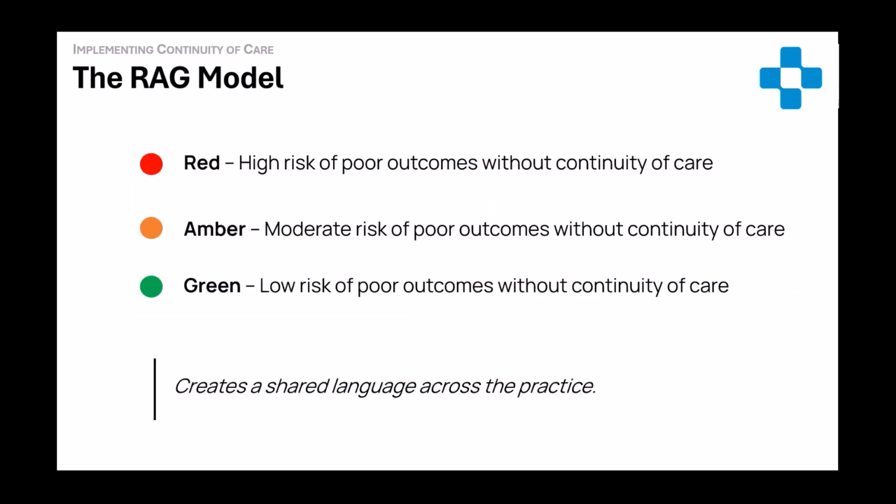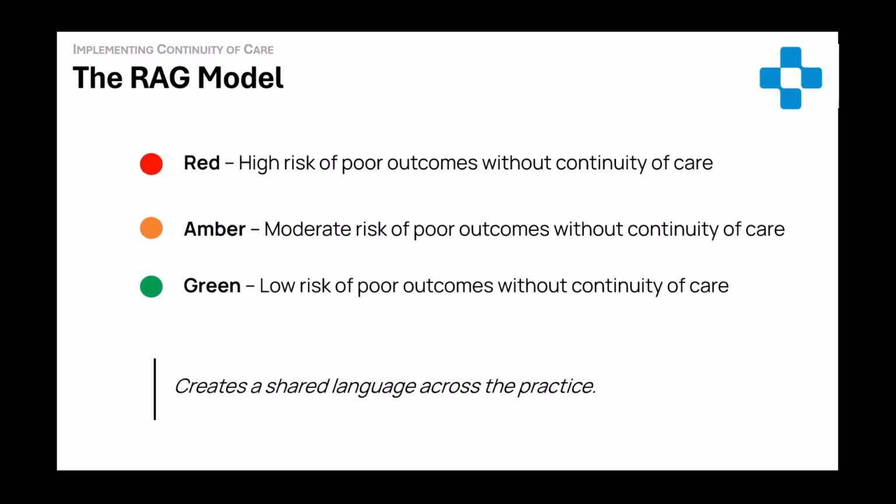And that's where your RAG model comes in. This gives the whole practice a simple, shared way to think about the continuity need. So rather than treating all your patients the same, we start to recognise where continuity really matters. Red patients are those with the highest continuity need, often with complex or unstable conditions where seeing the same clinician makes that significant difference to their health outcomes.